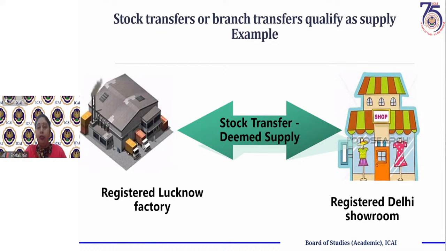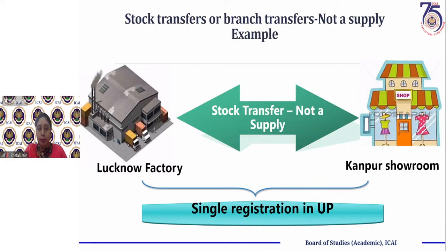In the second example, we are taking two offices or two outlets in one state. In the state of Uttar Pradesh, we have a factory at Lucknow and we have a showroom at Kanpur. Most important thing is that they are under single registration. So we have obtained one registration in Uttar Pradesh and we have two places of business. Stock is being transferred between them. Will it be considered as supply? No. It will not be considered as supply because these two outlets do not have separate registrations. They have the same registration.